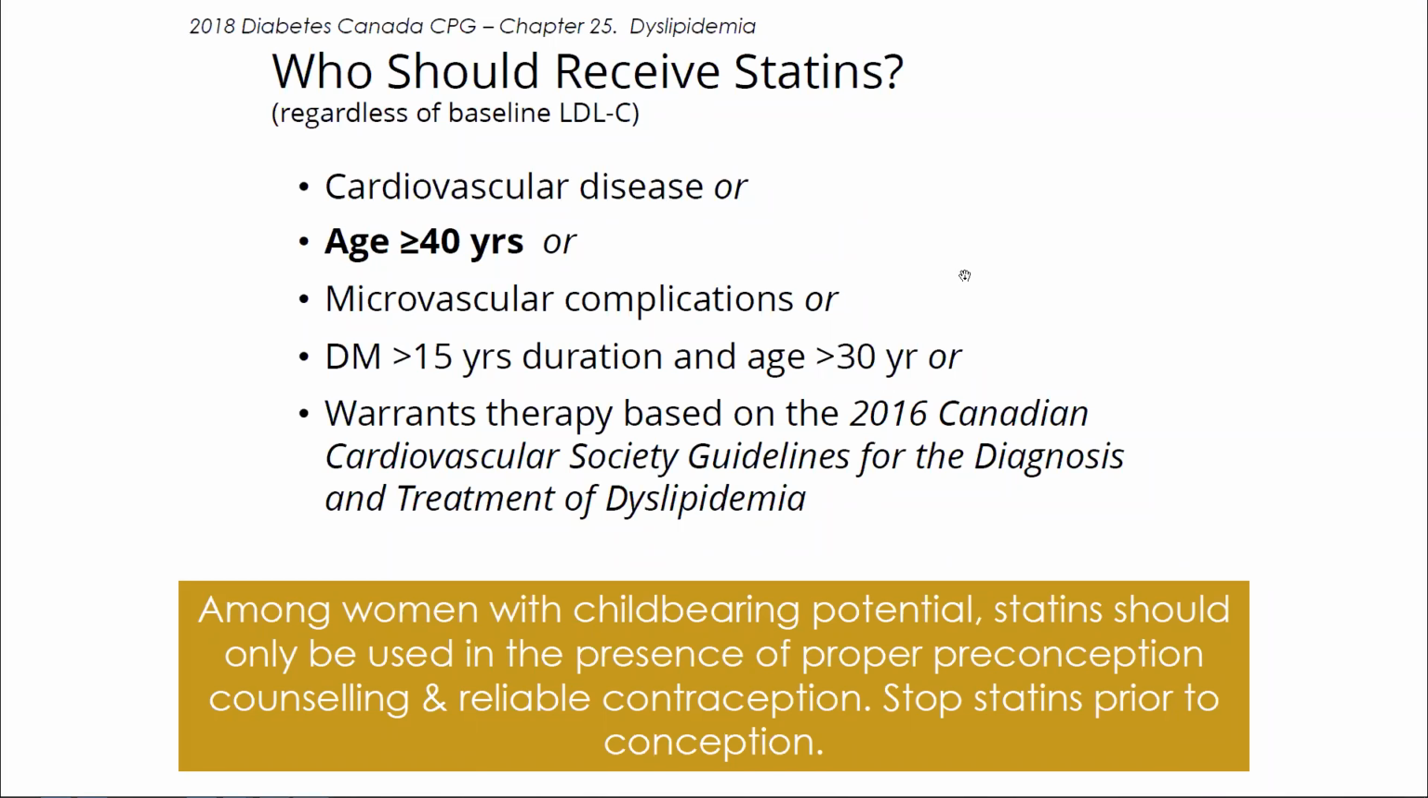Who should get a statin? Almost everybody. Usually it's people who are over 40. So most of our patients, they make it to 40 years old. That's their indication for a statin. But any complication will get you a statin, or if you've had diabetes for 15 years. So some people get diabetes in their early 20s or late teens. Those people would make 15 years before they make it to the age of 40. And so these are the people who should get a statin.